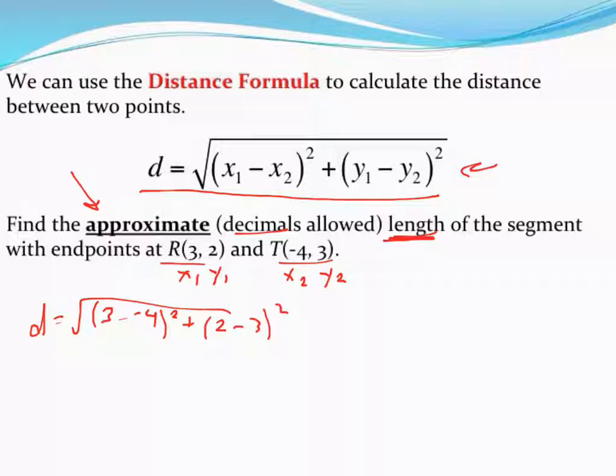Let's go ahead and start simplifying in those parentheses. 3 minus -4 is a positive 7 in parentheses squared, plus 2 minus -3 is -1. Keep that -1 in parentheses. That's going to be really important in a second. This 7 squared gives us a 49.